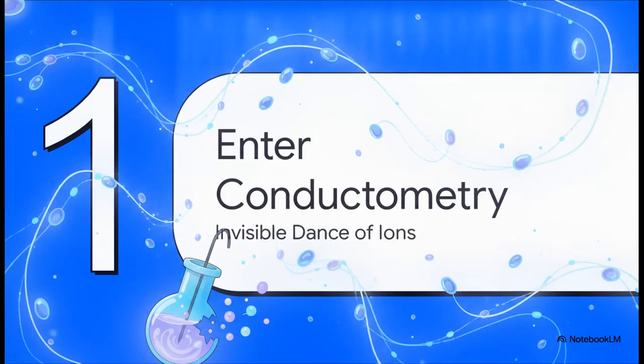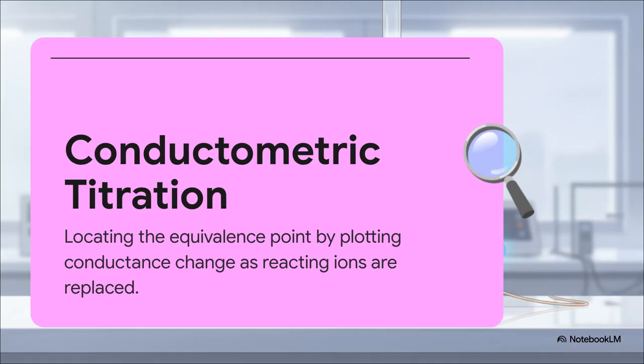Section 1. Enter conductometry, the invisible dance of ions. So, by definition, conductometric titration is an electroanalytical method. Basically, during the titration, one ion in the solution is replaced by another. And because these ions have different conductivities, the overall electrical conductivity of the whole solution actually changes as the reaction progresses. By plotting this change in conductance as a function of the volume of the titrant added, we can precisely locate the equivalence point. We aren't looking for a visual cue here. Instead, we're carefully listening to the electrical capacity of the solution as the ions swap places.